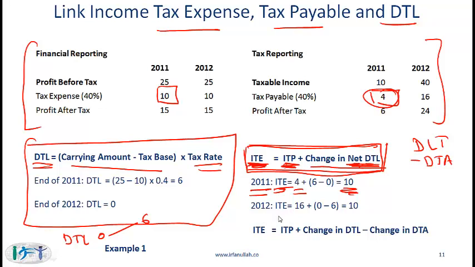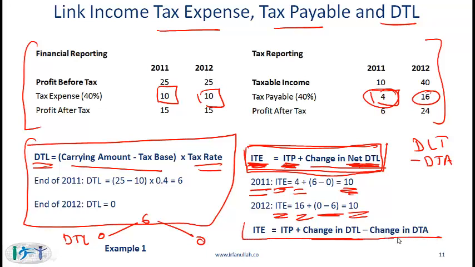In 2012, obviously the same relationship will hold. Income tax expense is equal to 16, which is coming from here, plus the change, which now is 0 minus 6, which again will give us 10. Just to generalize this a little more, if you are given the change in deferred tax liability and the change in deferred tax asset separately, then here is the relationship that you need to know. The income tax expense for a given period is equal to the income tax payable plus the change in deferred tax liability minus the change in the deferred tax asset.